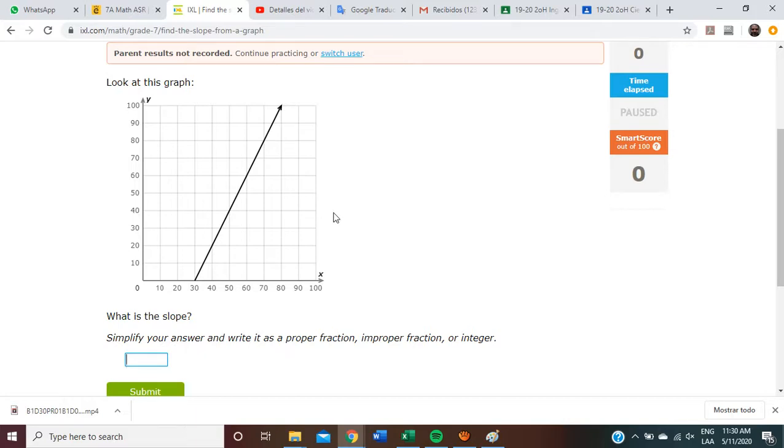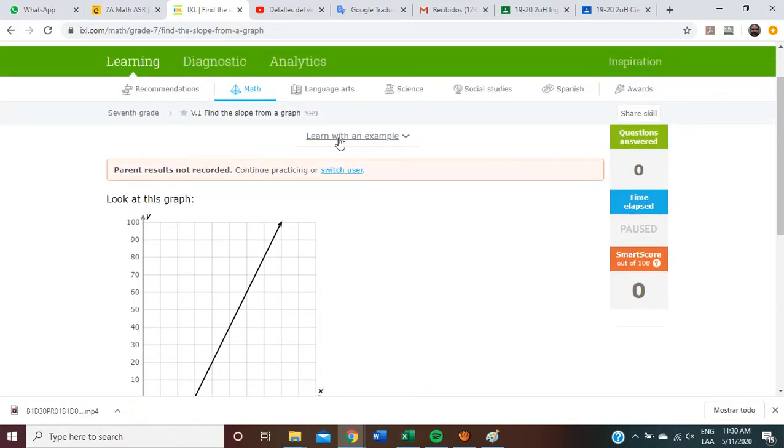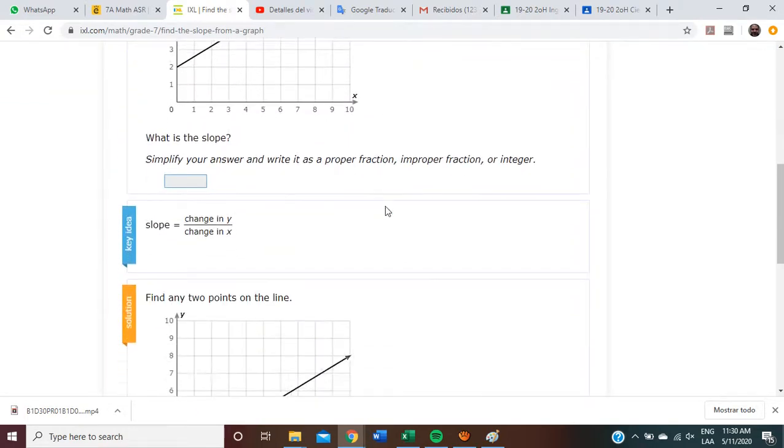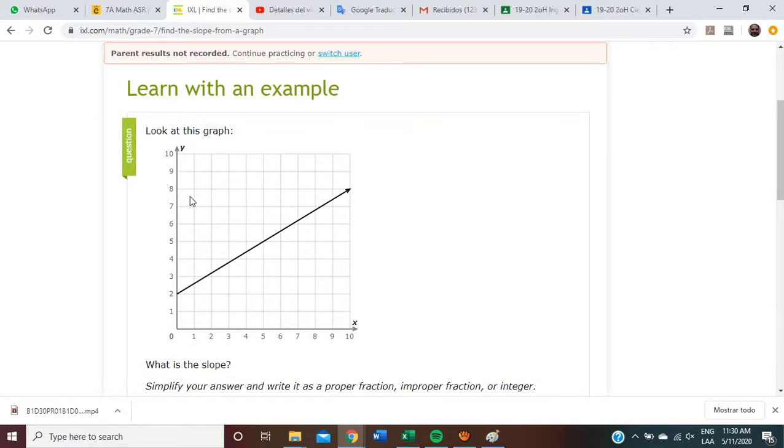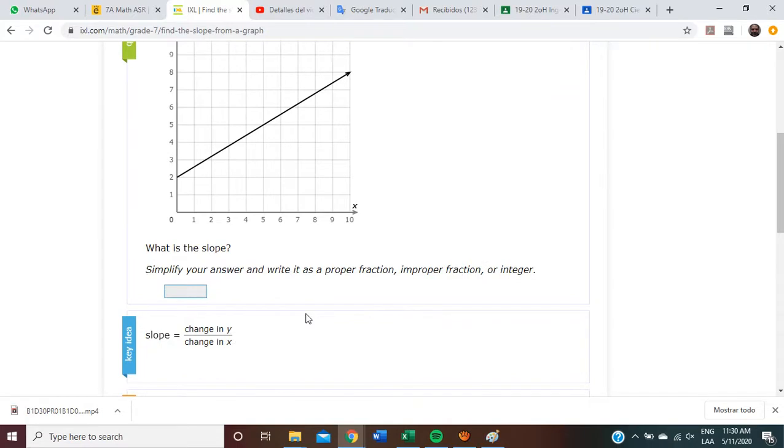Okay, now before solving this, I want you to hit the button learn with an example, because I want you to see a formula, okay? This formula is very important because we're going to find the slope. What is the slope? Or in Spanish, it is pendiente. So it is how high it goes, if it goes like almost like this, or it goes down, or it goes like very, very vertical, like almost vertical, or just like that. So what is the slope? And the slope has to be a number. It could be a whole number or even a fraction, but it's going to be a constant.